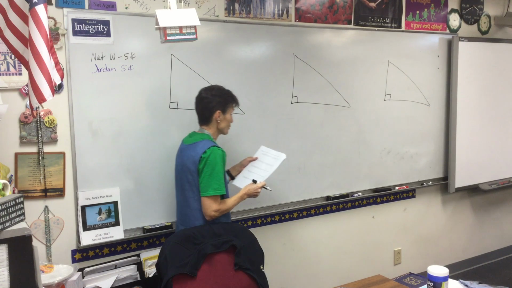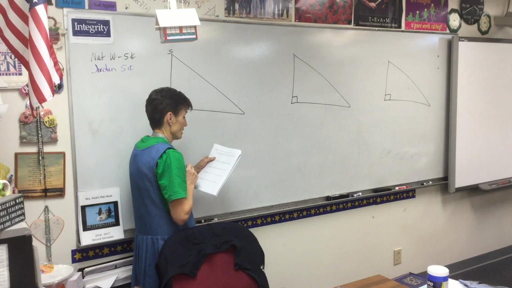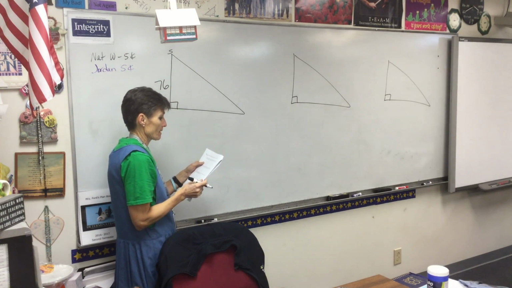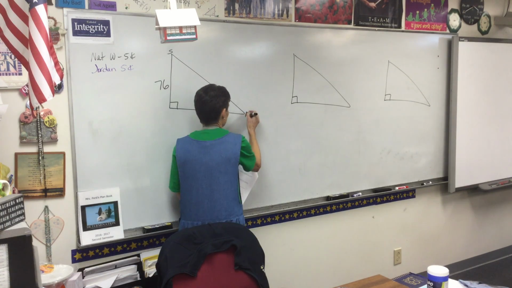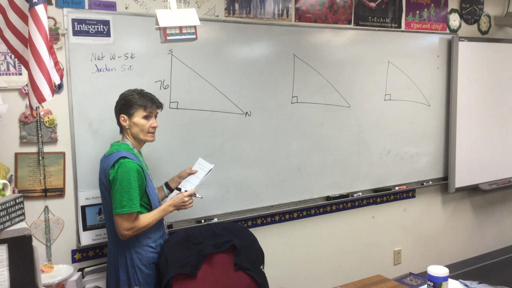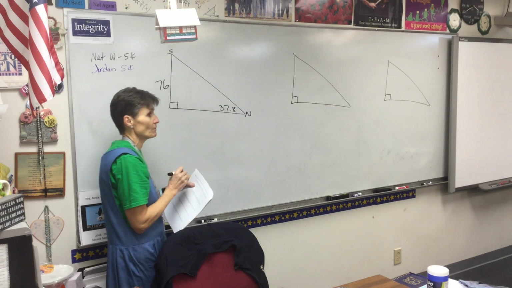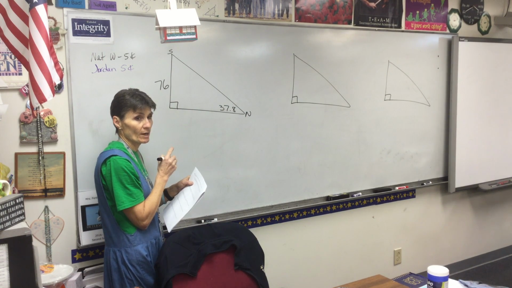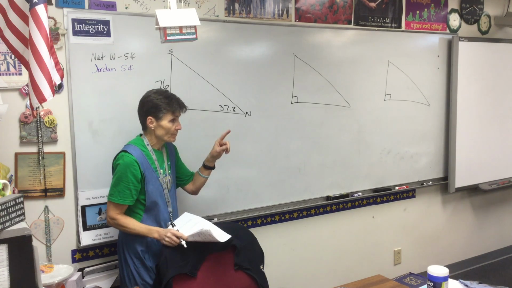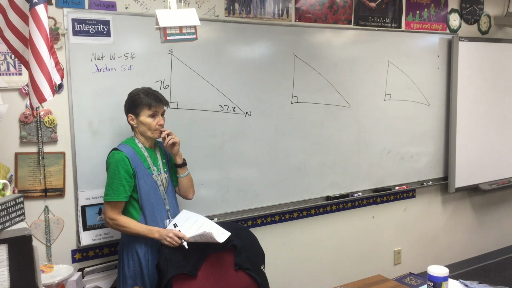So here we go. A squirrel is sitting in the top of a tree that's 76 feet tall. He is looking at a nut on the ground. His angle of depression is 37.8. No one should be confused. That's where we put our angles, right? Find the distance from the nut to the base of the tree.